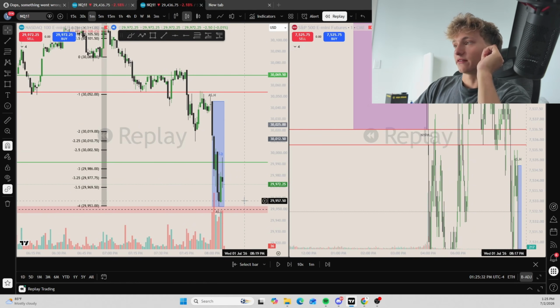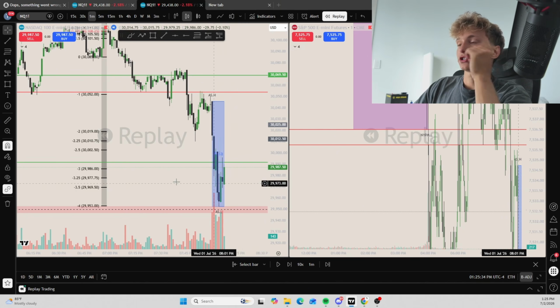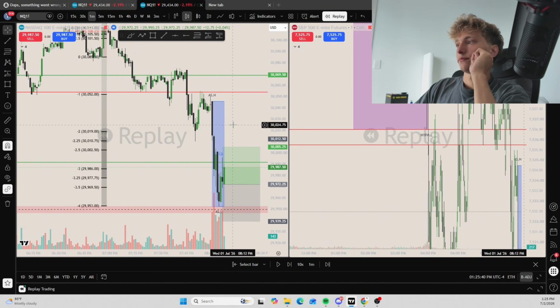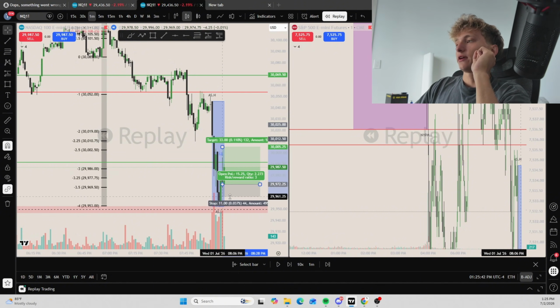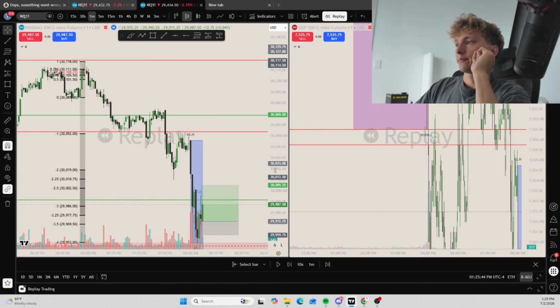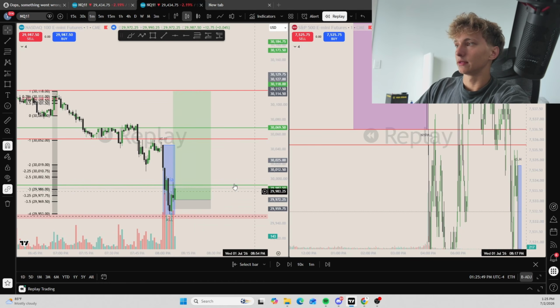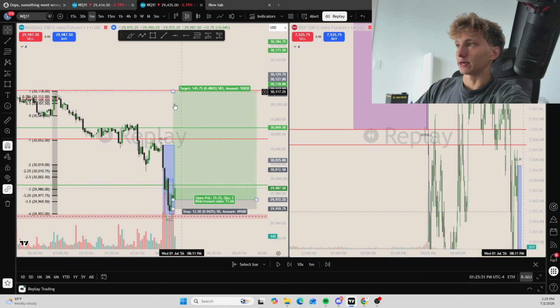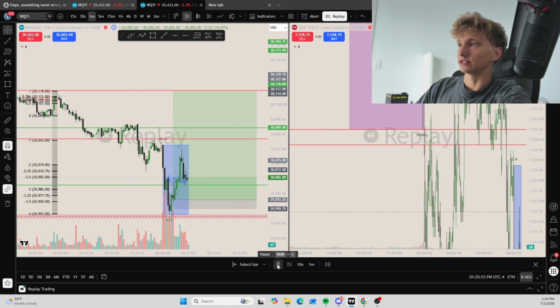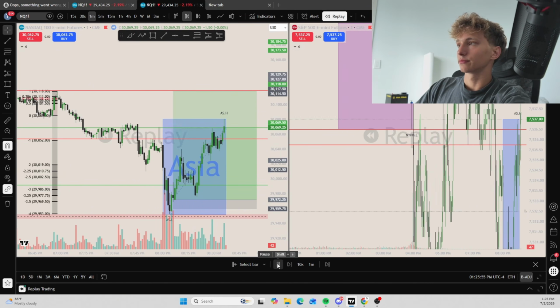Now, this -4 ends up giving us that reaction, and I ended up entering on the next candle here. This was my trade. I ended up entering here. I have my 50 tick stop loss, and I ended up holding this trade up until this high. This was where my take profit was set, and I ended up holding this.